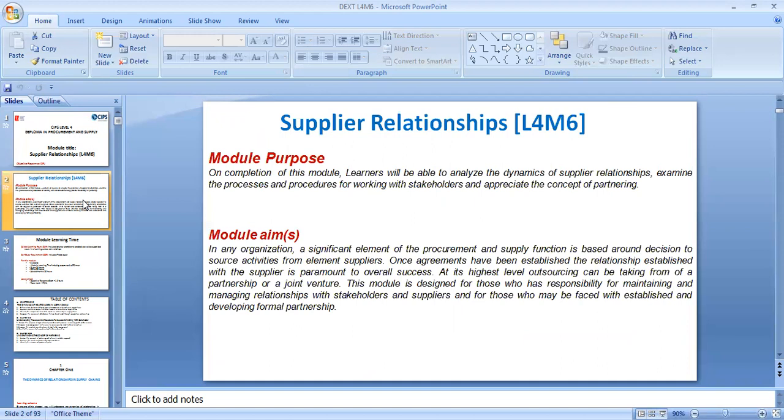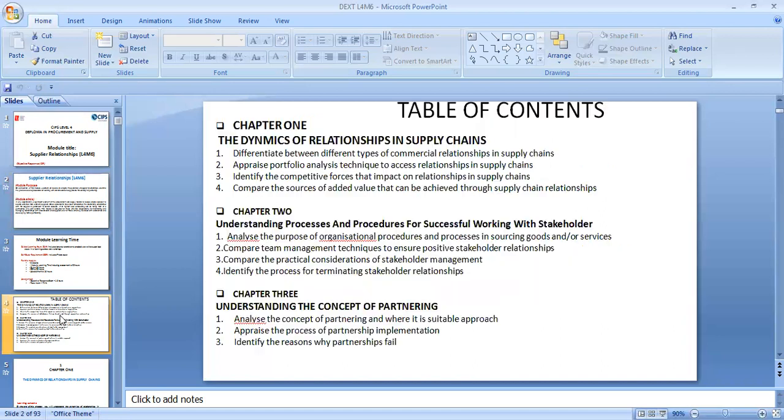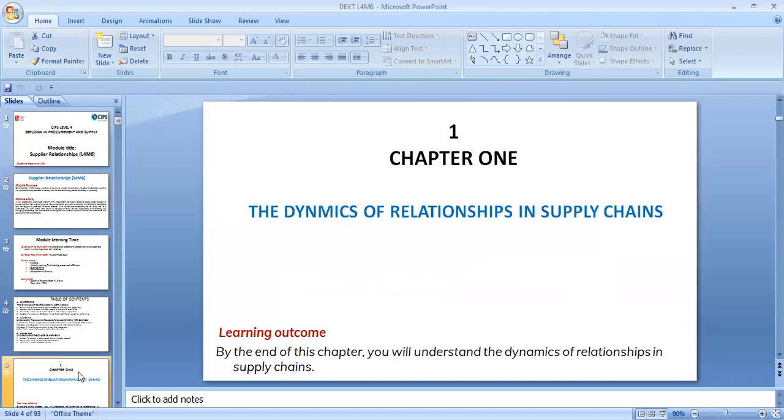We have a purpose for this training: on completion of it, you will be able to analyze the dynamics of supplier relationships, examine the processes and procedures for working with stakeholders, and appreciate the concept of partnering. Partnering means going into a strategic relationship with your suppliers in a way that you can benefit from the relationship and they too can benefit from it. Let's move on to the very first chapter, which is the dynamics of relationships in supply chains.